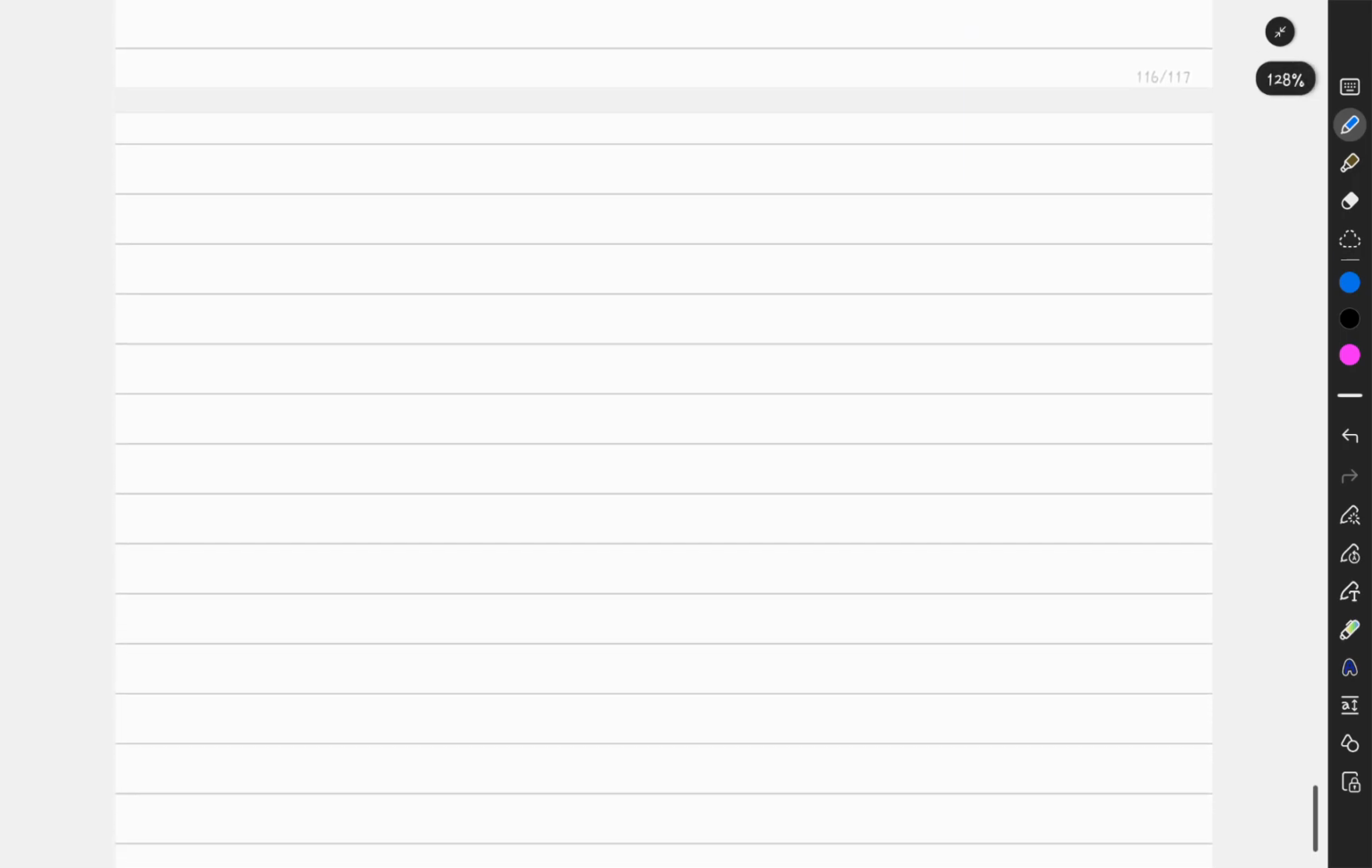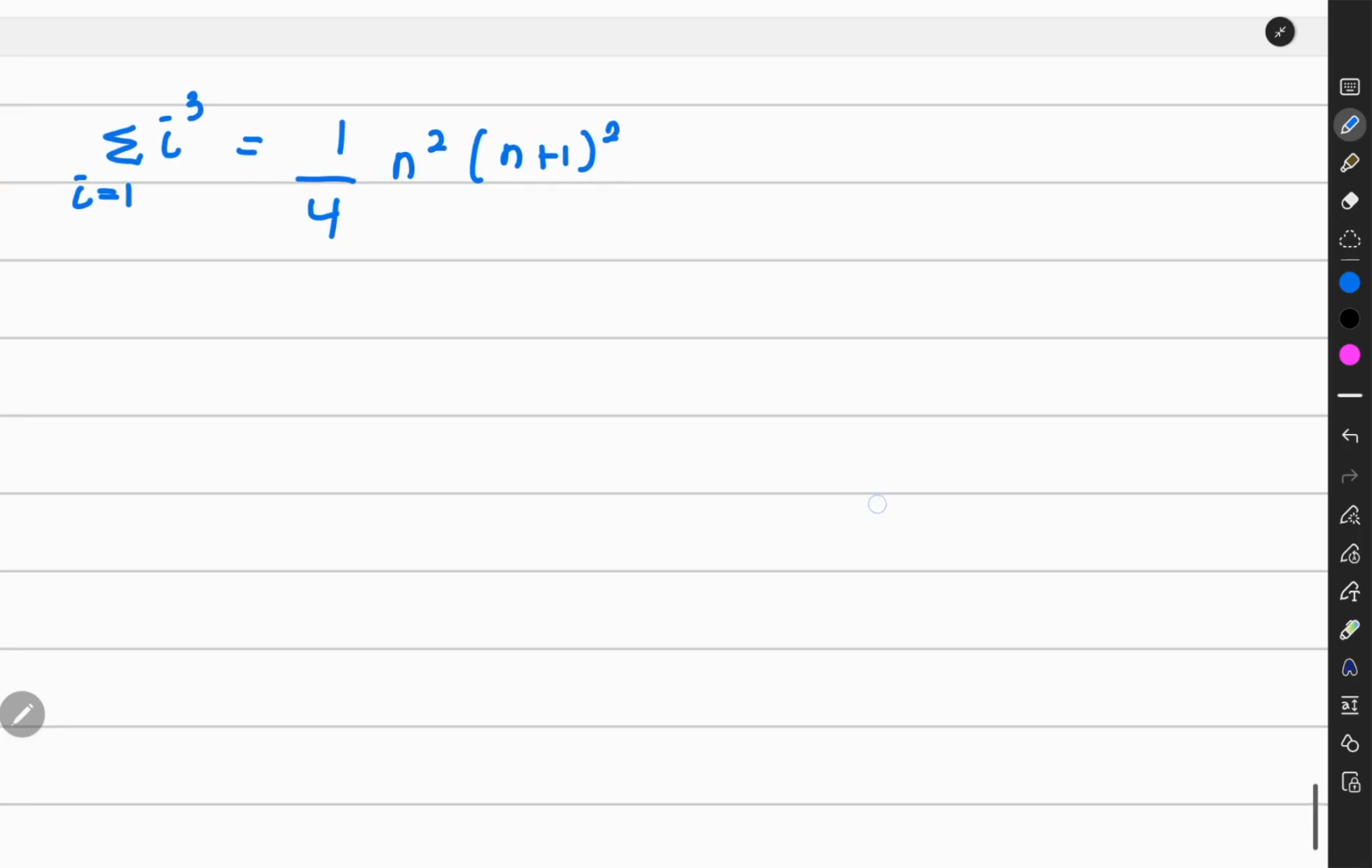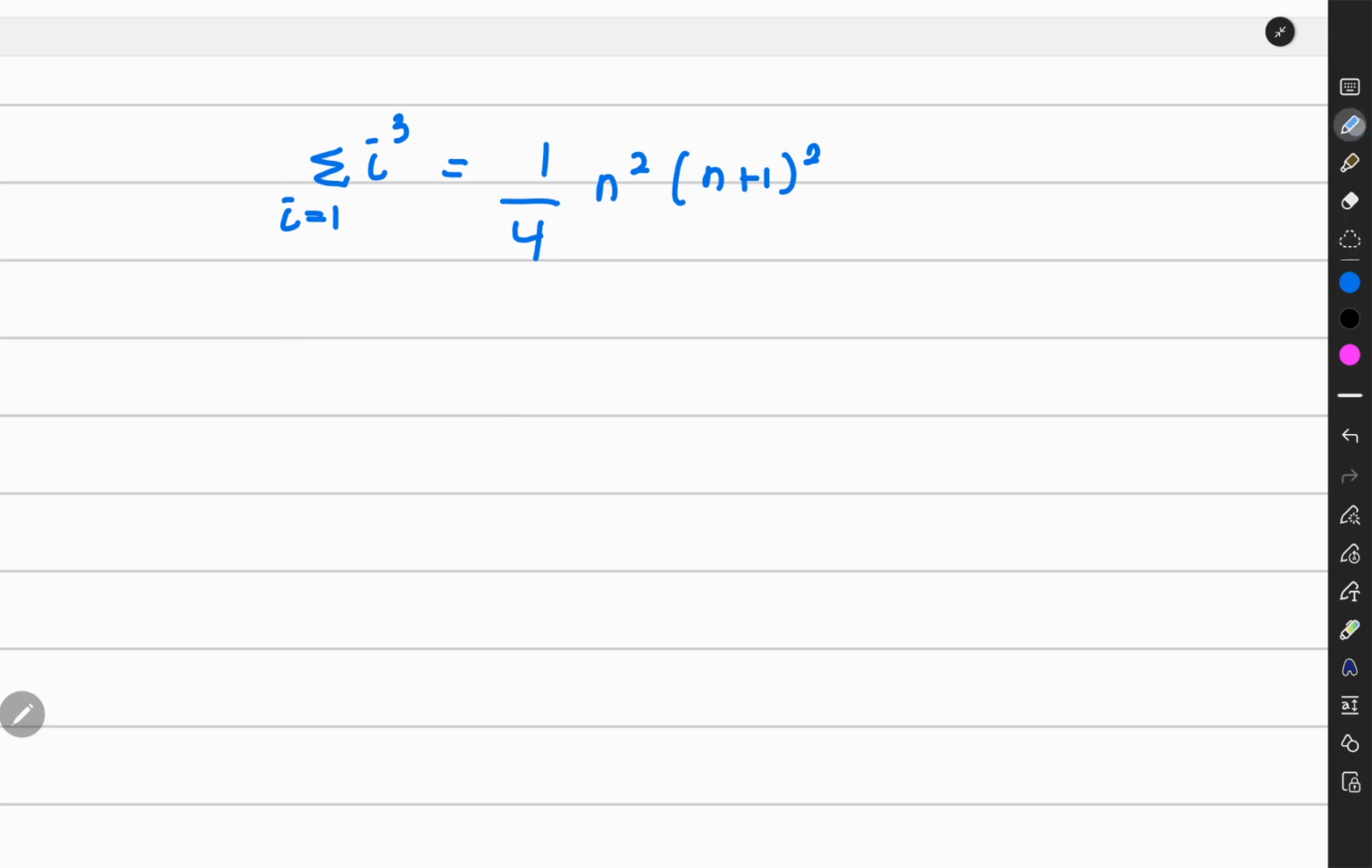So this is the summation. Summations of i to the power of 3, i starting from 1 until n, is equal to 1 over 4 times n squared times (n plus 1) squared. So this is basically your statement P(n). This is your statement P(n) that depends on the integer n. So obviously the starting n here is equal to 1.